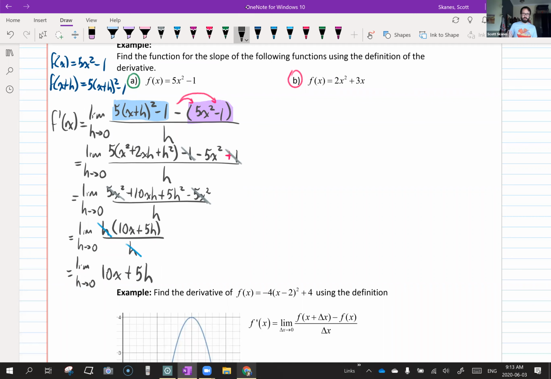And then think about what we did yesterday. We can do direct substitution now. We do direct substitution, we get 10x plus 5 times 0, that's going to 0. So we get 10x. So our derivative of the original function is 10x.